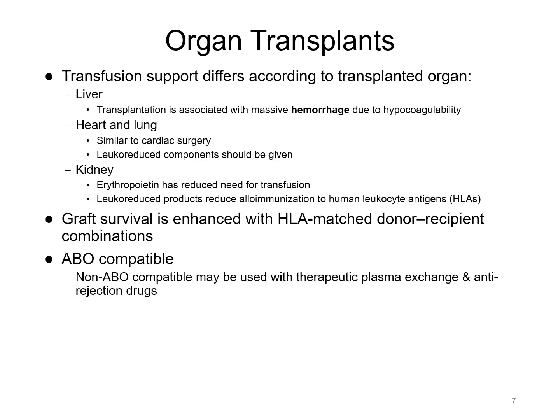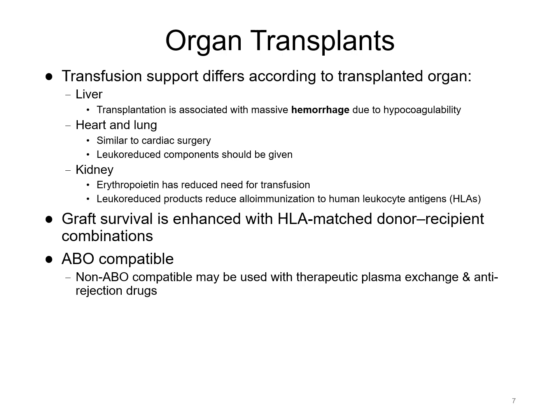Now, when you have patients getting an actual organ transplant, the transfusion support can differ a little bit depending on the particular organ being transplanted. With your liver transplants, this is associated with massive hemorrhage, and that's due to hypocoagulability. Remember, the liver is associated with those coagulation factors. The heart and lungs are similar to your cardiac surgery, so you just want to provide leukoreduced components.